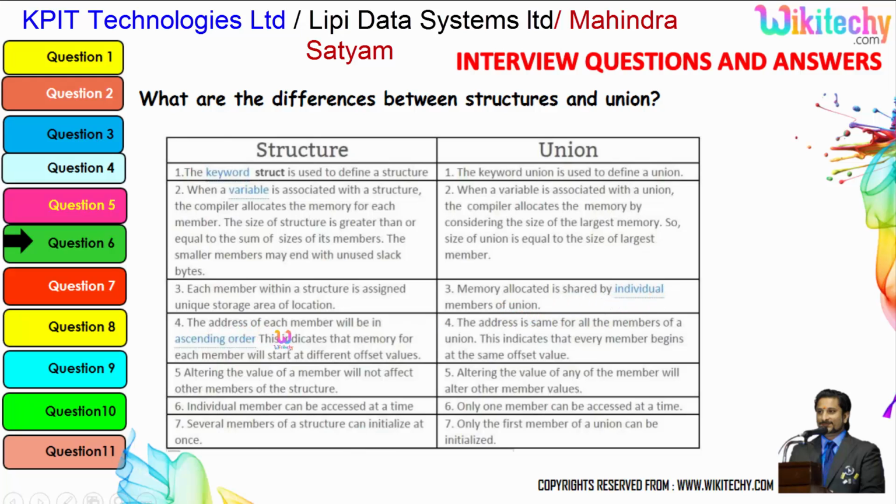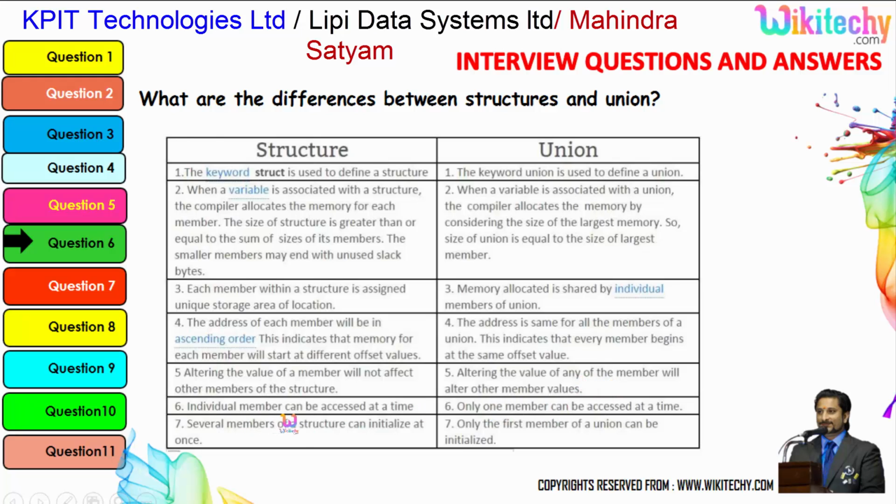The address of each member will be in ascending order. This indicates that memory for each member will start at different offset values. The addresses are the same for all the members of a union. This indicates that every member begins at the same offset value. Altering the value of a member will not affect other members. Altering the value of any member will alter other members.